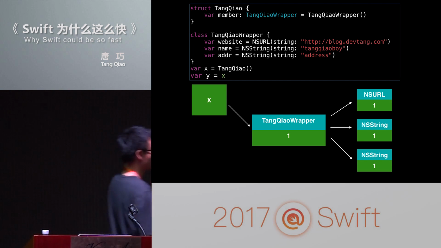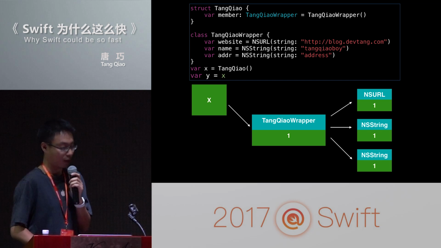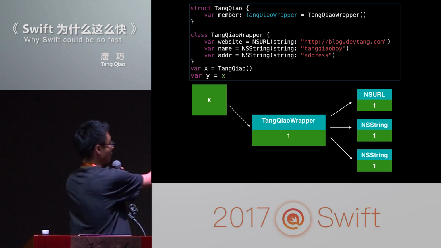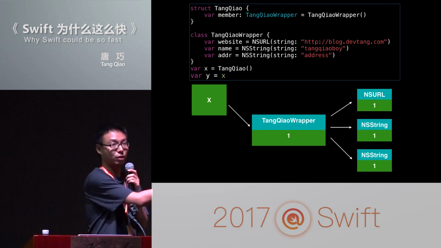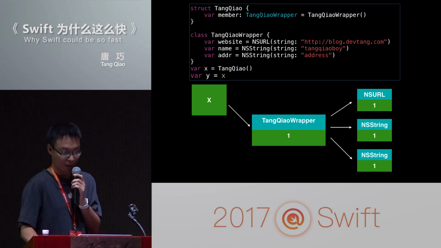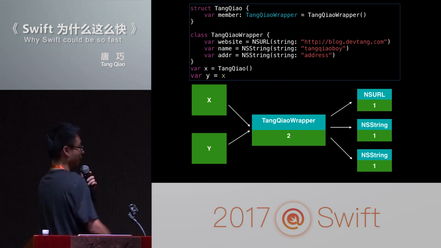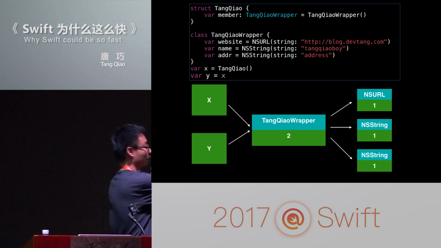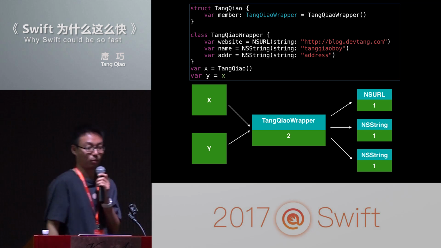Here, we use a wrapper to hold all the class members. So when I create the x instance, the struct will only hold the wrapper, and the wrapper will hold the other members. So the memory will look like this. And if I do the assignment y equals x, there will be only one reference count operation to the wrapper, and the other members' reference counts will stay 1. They won't be changed.